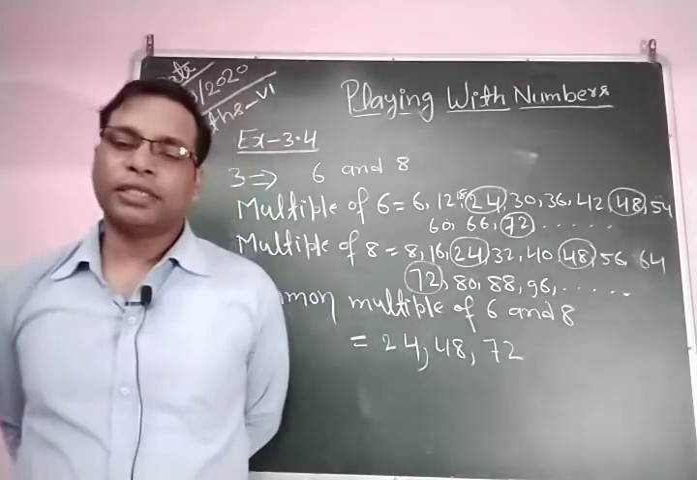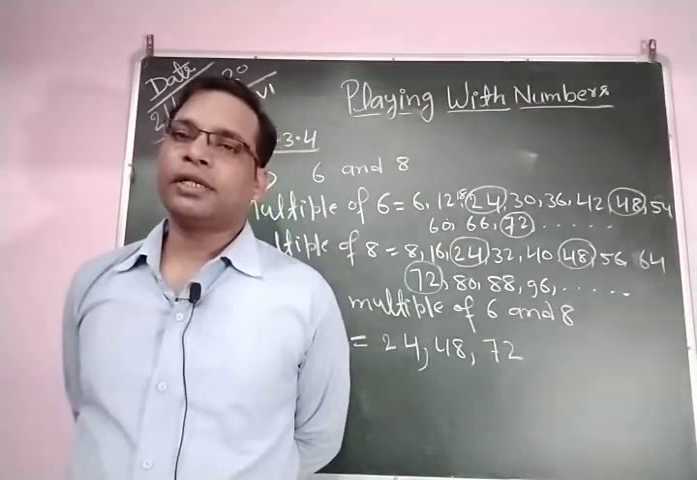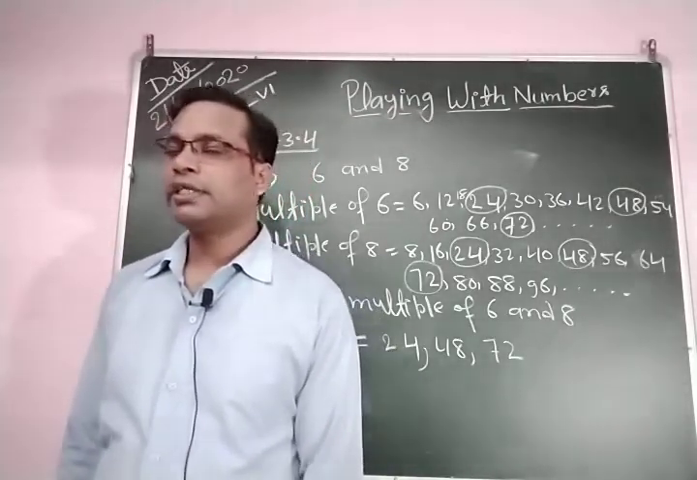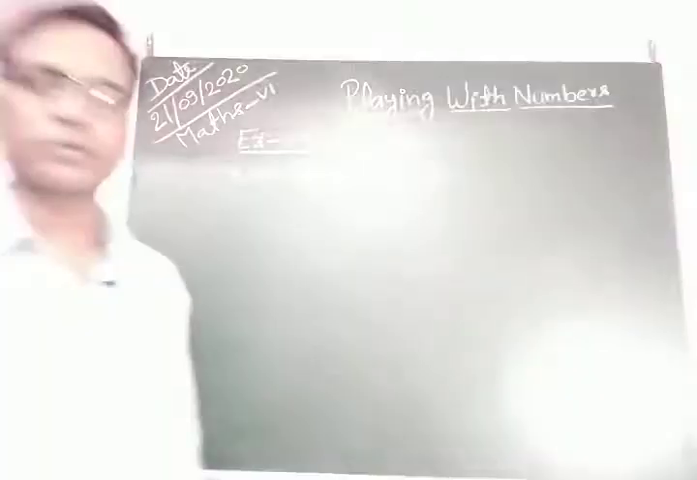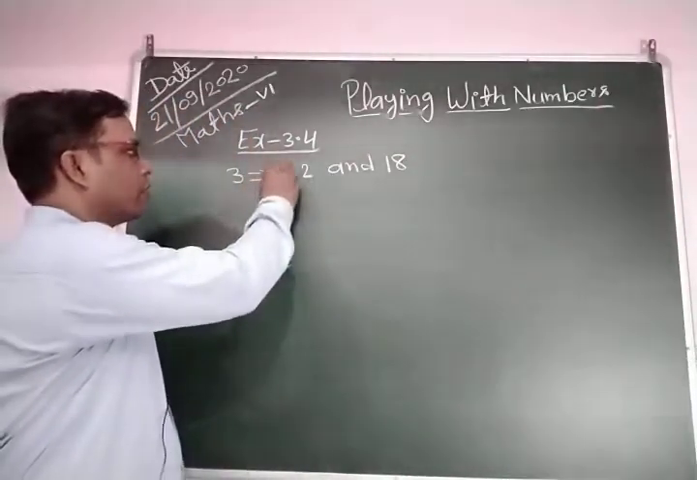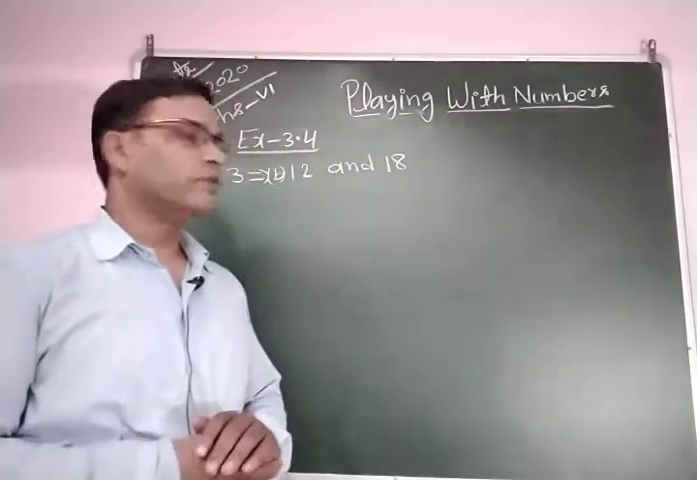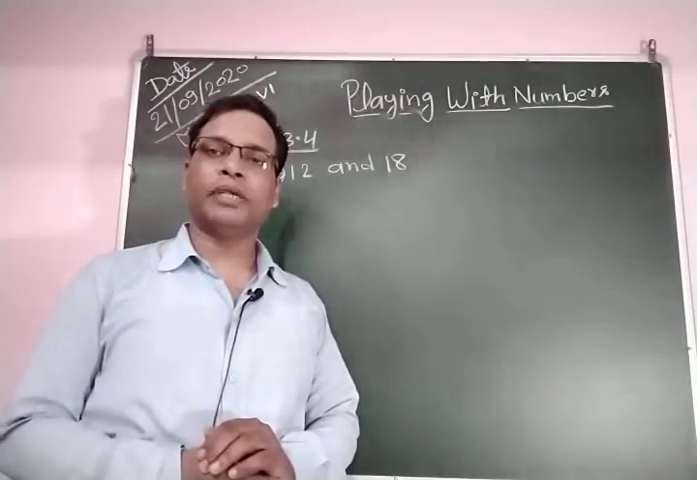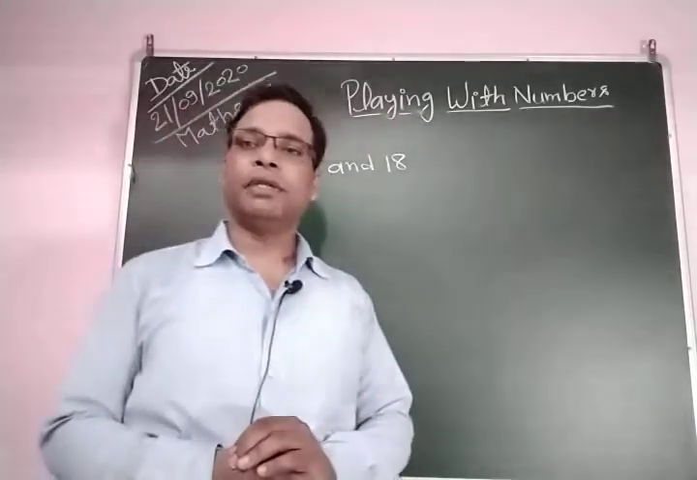Now next we need to find the first three common multiples of 12 and 18. So let's see how to find them. This is the B part of question number 3. For this, first we find the multiples of 12 and the multiples of 18, and after this we find the common multiples of 12 and 18.